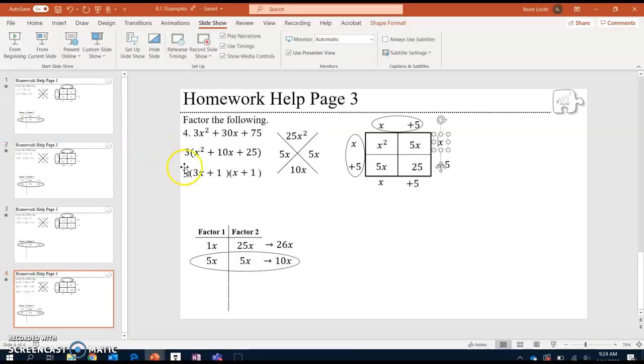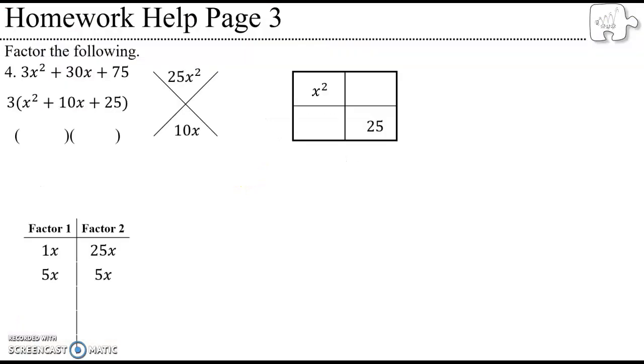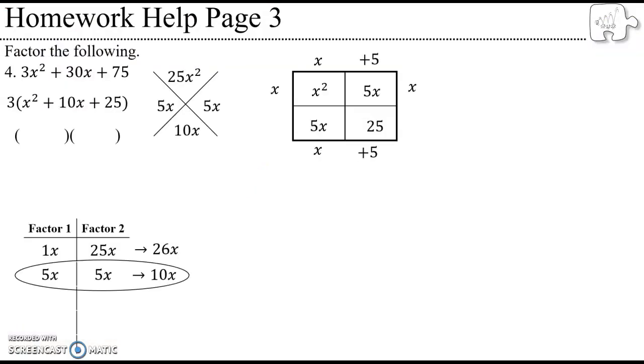So now when we fill it in here, remember the 3 drops down. Oops, I forgot to change the answer. The 3 drops down, and we have the x plus 5, right, for our final answer.